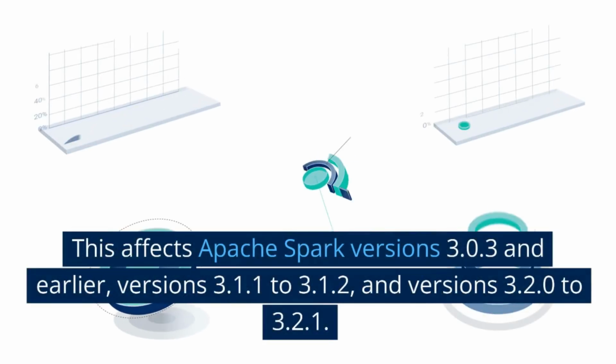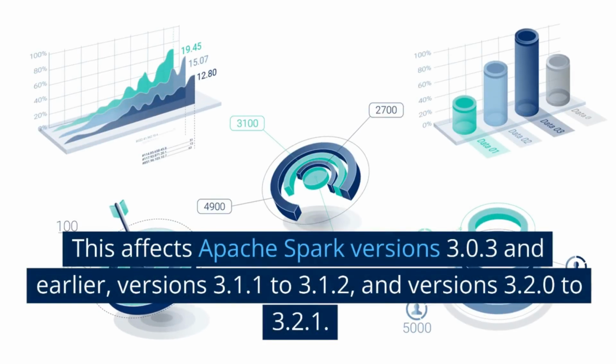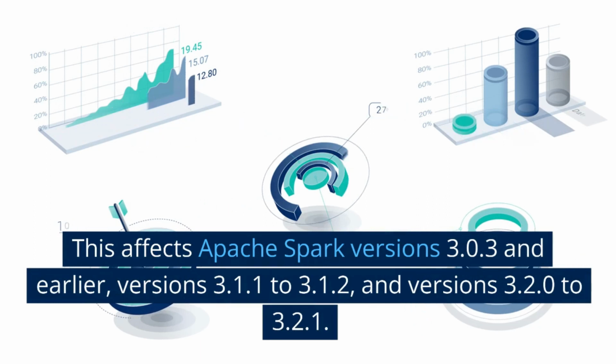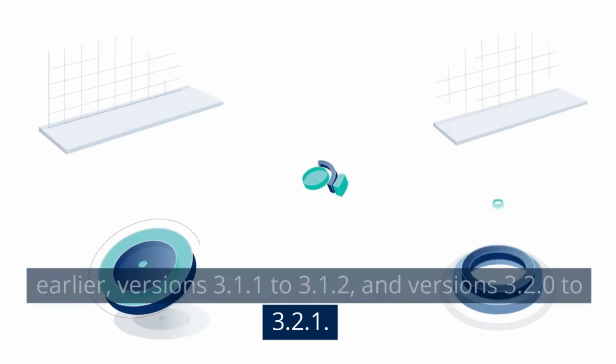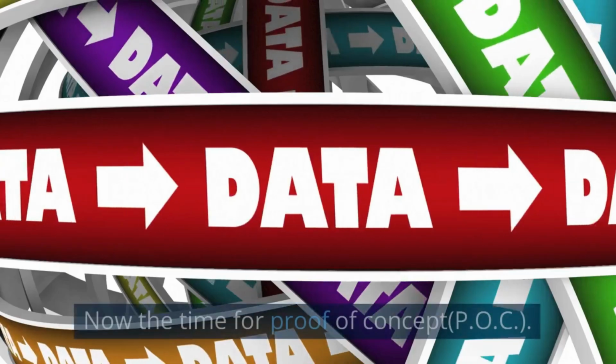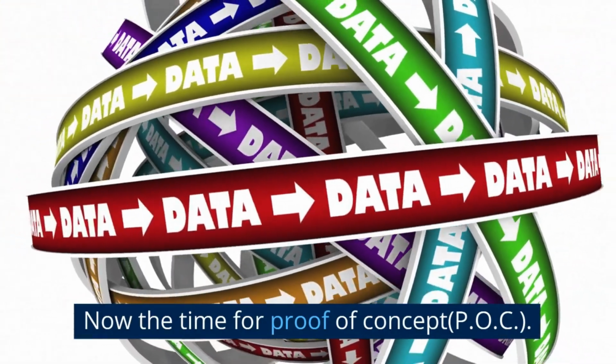This affects Apache Spark versions 3.0.3 and earlier, versions 3.1.1 to 3.1.2, and versions 3.2.0 to 3.2.1. Now the time for proof of concept, POC.